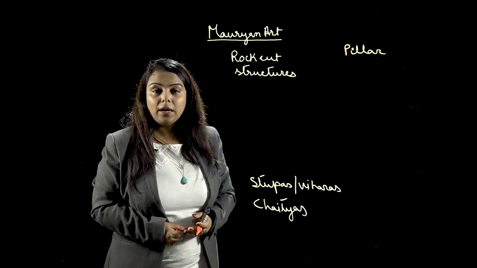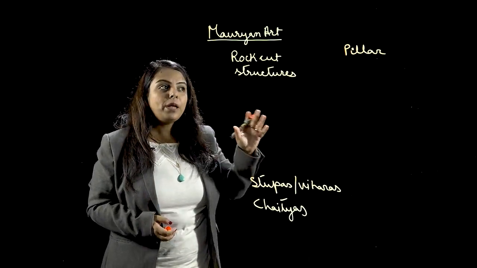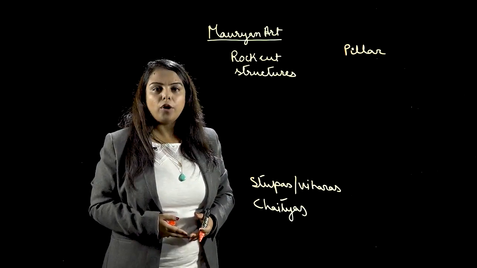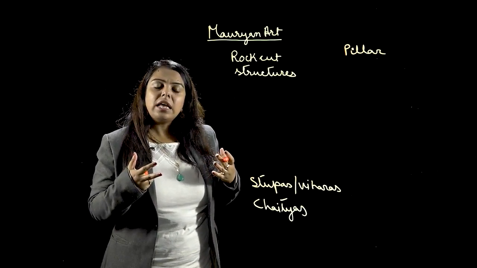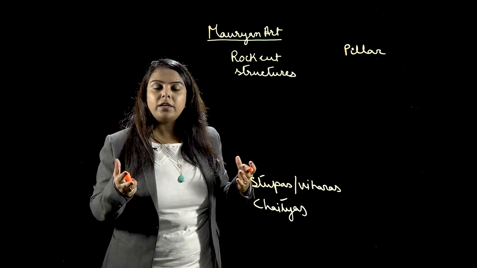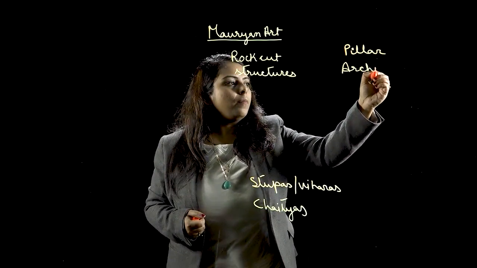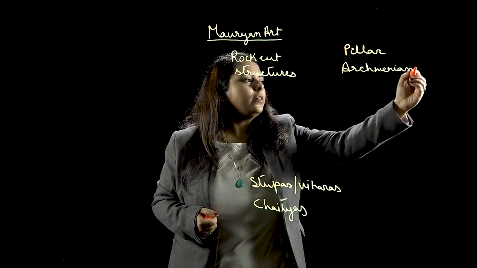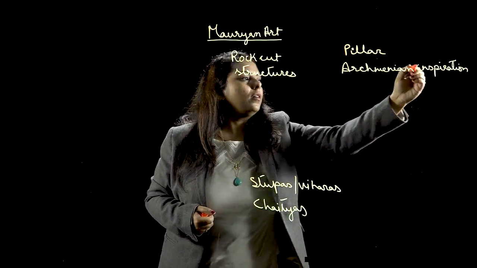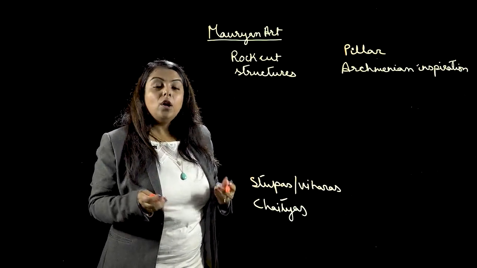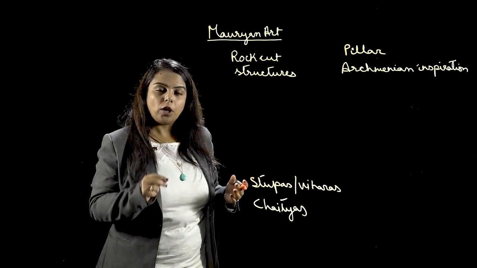So, when we talk about pillars, basically Ashokan pillars are the most important example of pillar architecture that developed in the Mauryan Empire. These Ashokan pillars have been seen as being inspired from the Achaemenian Empire of Persia. So, Achaemenian inspiration is vividly seen in Ashokan pillars. What are the similarities? In Persia, the Achaemenian dynasty also used polished rocks.